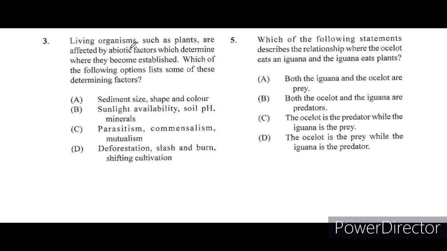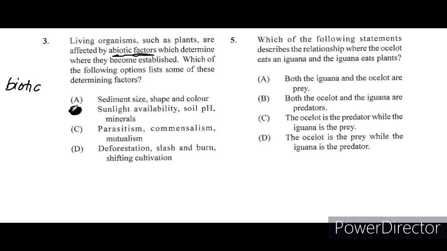Number three, living organisms such as plants are affected by abiotic factors. These are the non-living factors which determine where they become established. Which of the following options lists some of these determining factors? Now, abiotic is the non-living, and biotic is the living factors. Sediment size, shape, and color. Those are non-living stuff, but that's not what we're looking for. Sunlight availability, soil pH, and minerals. That seems more like it.